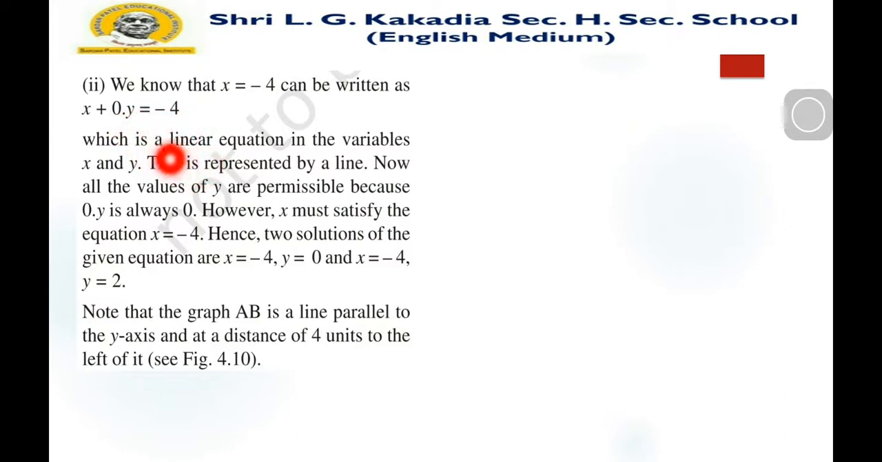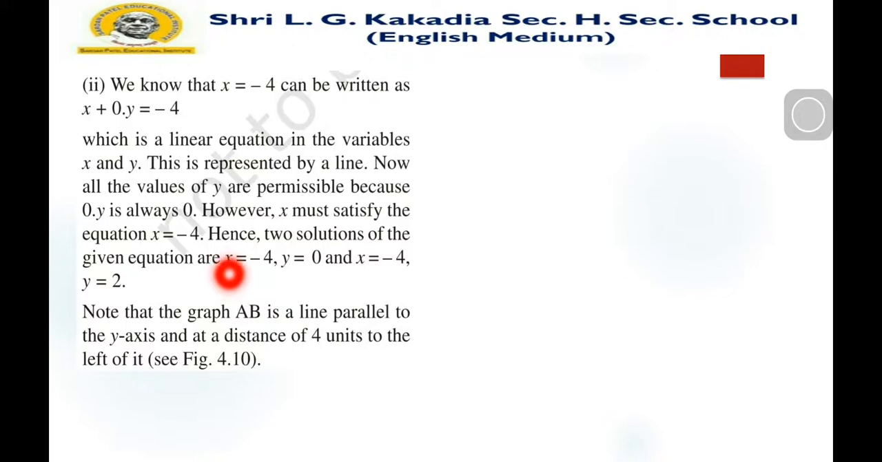For that, we find some values of x and y and draw a line in the Cartesian plane, which is a linear equation in the variables x and y. This is represented by a line. Now all the values of y are permissible because 0 into y is always 0. However, x must satisfy the equation, so we take the value of x such that LHS and RHS are equal. Hence, two solutions of the given equation are x is equal to minus 4, y is equal to 0, and x is equal to minus 4, y is equal to 2.